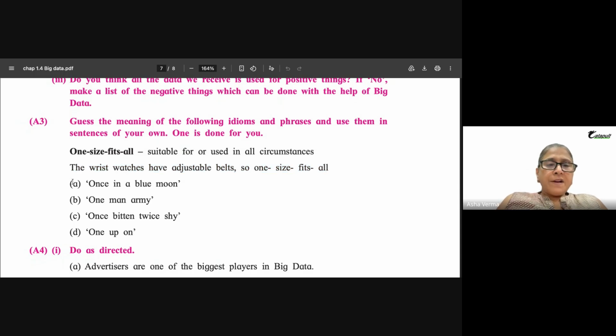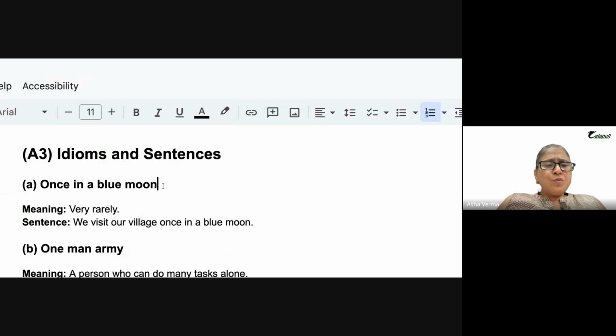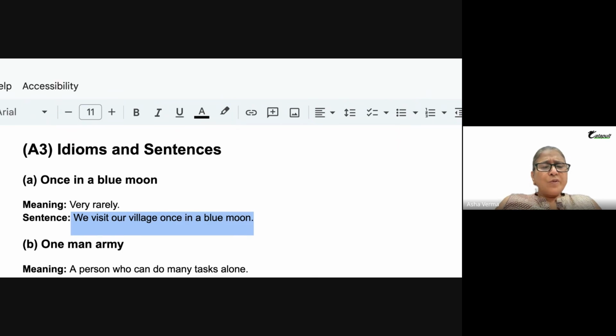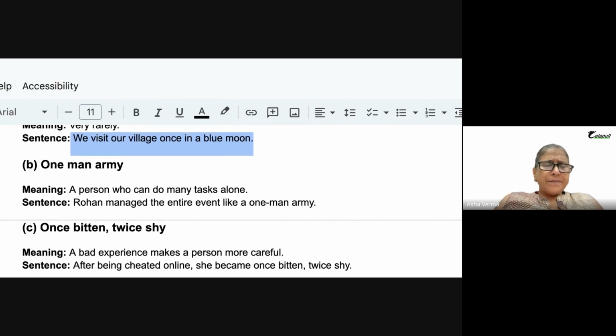Okay. Once in a blue moon. Once in a blue moon means rarely. Very rarely. When do you see the blue moon? Almost never, right? So, once in a blue moon means very rarely. For example, we visit our village once in a blue moon, right? Or we go for a picnic, school picnic, once in a blue moon. That means very rarely.